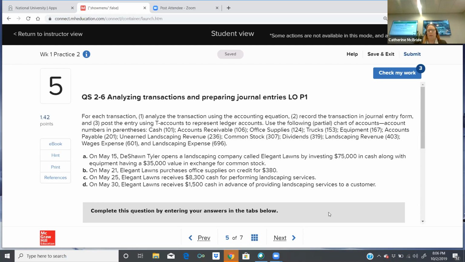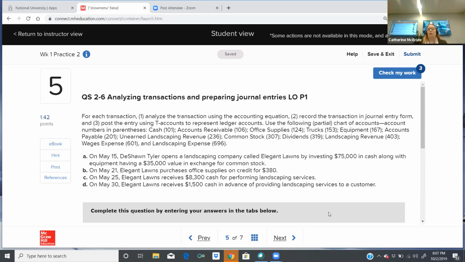Equipment also increased because now we have $35,000 worth of equipment. And what about common stock? Did common stock increase or decrease? Remember, this one's a little bit tricky, and we talked about it in one of the earlier videos when we looked at the accounting equation. Common stock actually increased because we're keeping track of how much stock we've issued. So common stock actually increased.